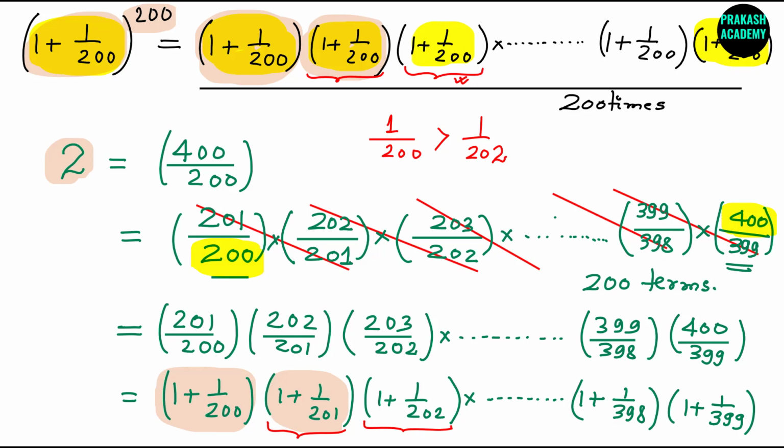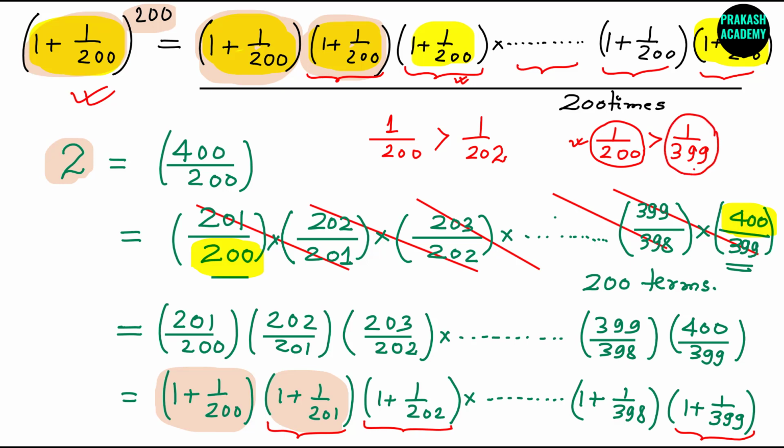This means in the expansion of this, each term is greater. So this term is greater. This last term is also greater. The last term here I have is 1 plus 1 by 399, and then here I have 1 plus 1 by 200. 1 by 200 is greater than 1 by 399 because I am dividing by a smaller number, so the effect is bigger, and here I am dividing by a bigger number, so effectively it is smaller. So this means each number here is bigger compared to the corresponding number in the other case.